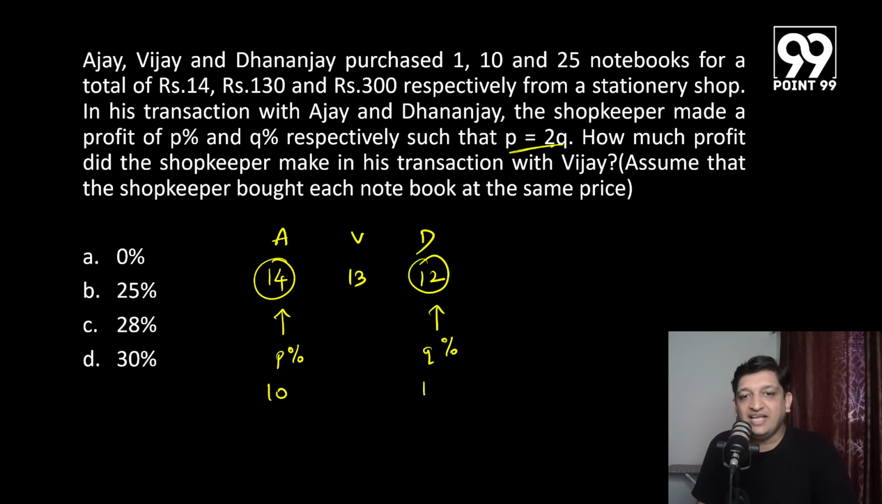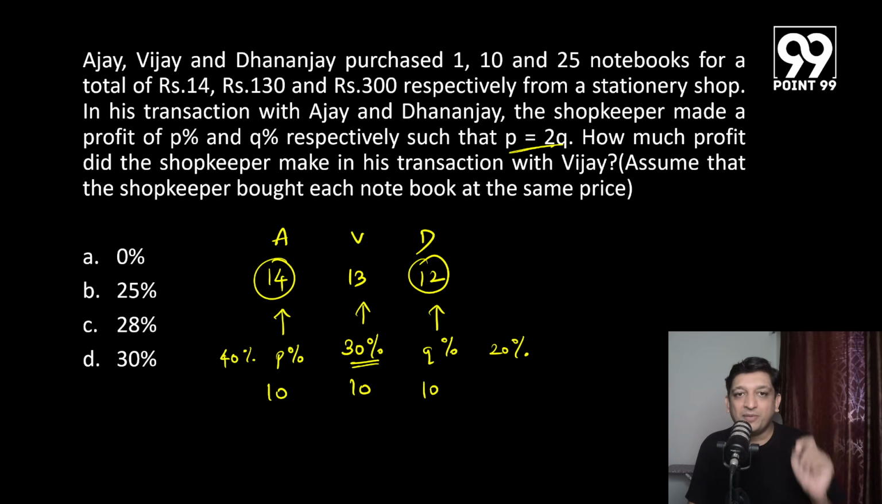If I take 10 as the base in both the cases, I will see that this is 20% and this is 40%. That is what I will be able to see. Now, of course, in this case, if you look at this as 10 and this as 13, he would have made a profit of 30%. And that will obviously be the answer. So the profit that the shopkeeper made in his transaction with Vijay is going to be 30%. So option D is the correct answer.